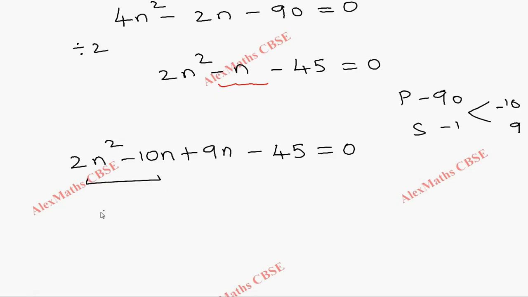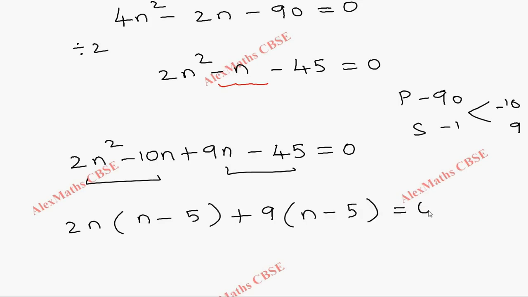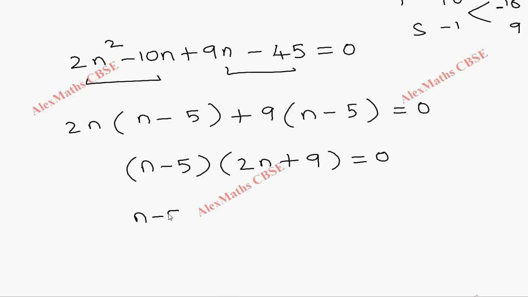Now from the first two terms we can take 2n common, so this becomes n minus 5. From the last two terms we can take 9 common, this becomes n minus 5 equal to 0. And when n minus 5 is taken common, we get remaining 2n plus 9 equal to 0. So n minus 5 equal to 0 by taking individual factor to 0. From the first term we get n is equal to 5. From the second term it is minus 9 by 2.